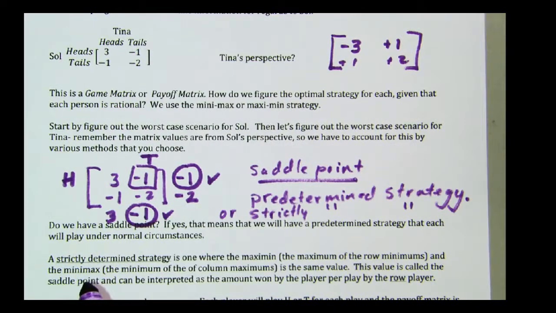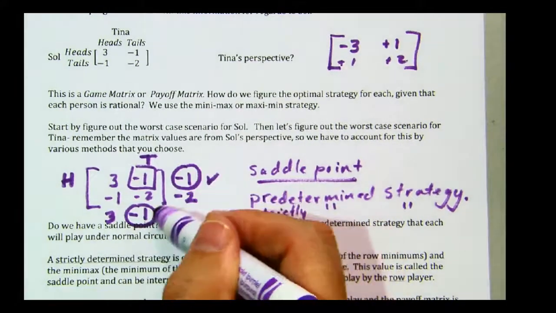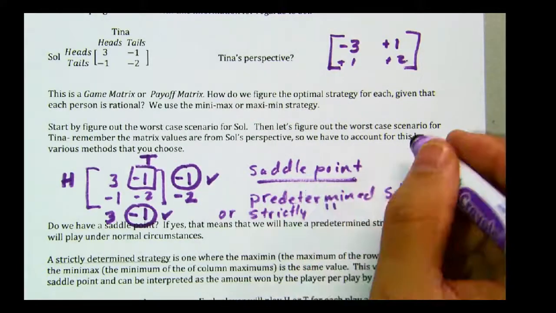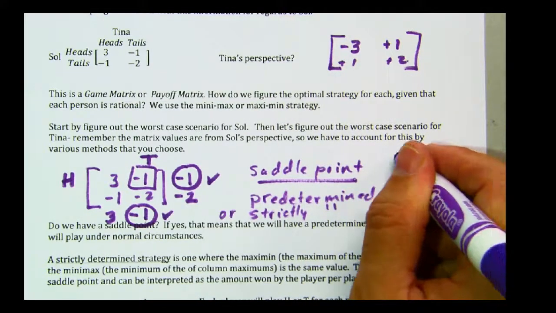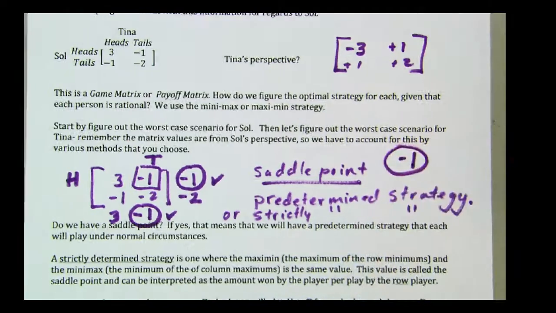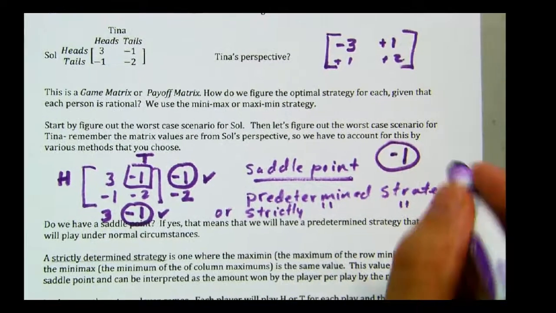So since we have this saddle point where both of these match up, then we have what we call a strictly determined strategy. And that's where the maxi-min, the maximum of the row minimums, and the mini-max, the minimum of the column maximums, is the same value. This value is called the saddle point and can be interpreted as the amount won by the row player per play. So this is the strategy that comes out, and what this number means, this -1, is that on average, every time he's going to lose $1. That's the payoff. So Saul loses $1.